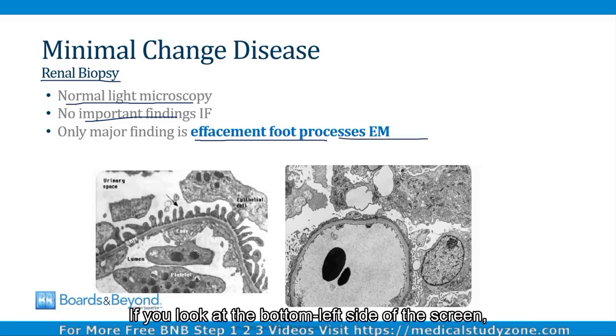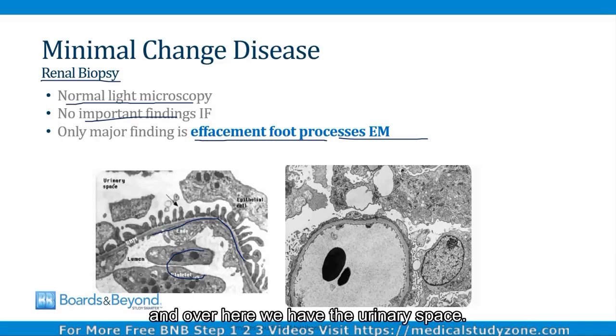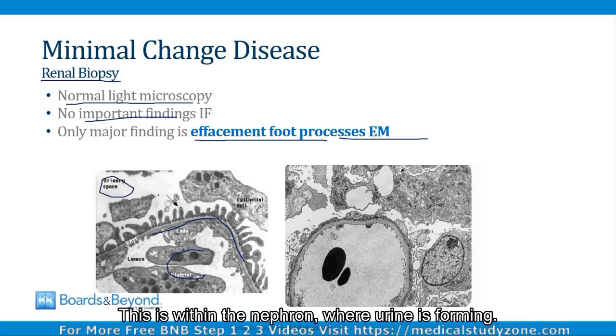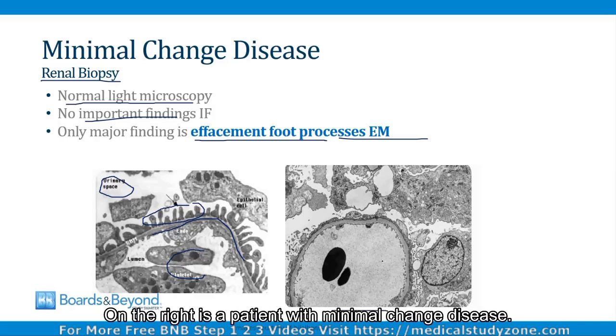If you look at the bottom left side of the screen, this is a glomerular capillary, this is the basement membrane, and over here we have the urinary space. This is Bowman space, within the nephron where urine is forming. These are the podocytes, and these are normal appearing podocytes, an example of a normal glomerular capillary setup on the left. On the right is a patient with minimal change disease.